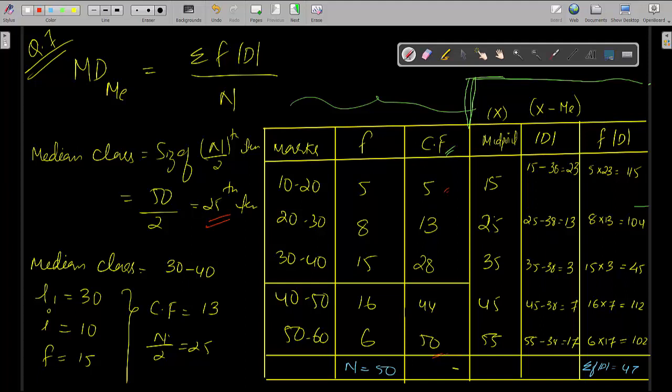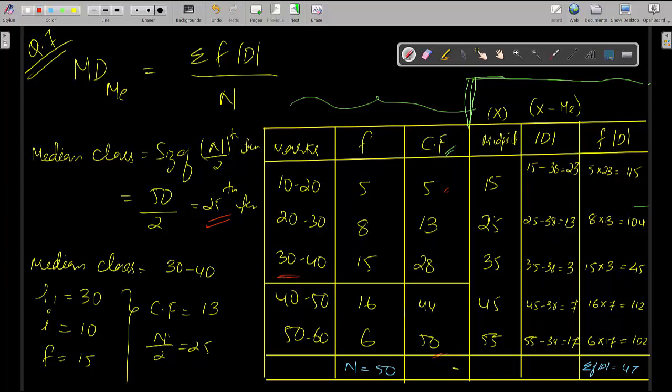So the 25th value, we have to check where this 25th value lies in cumulative frequency. So if you look here, 5, 13, 28, 44, and 50. So this 25 lies here under 28, right? So therefore, we underline this, okay? Once we underline this one, we can also write down here as median class is equal to 30 to 40 because this 28 lies here in 30 to 40 class interval, right?